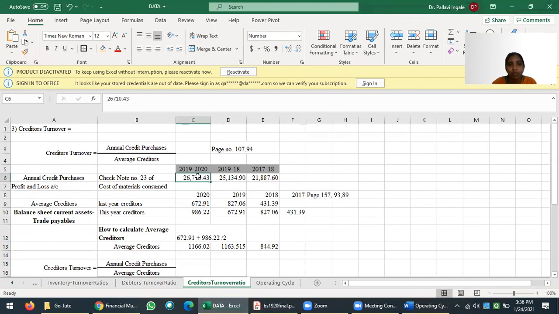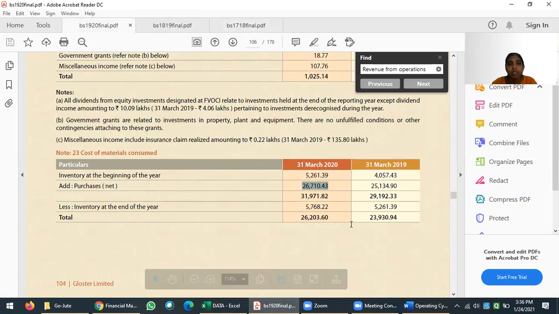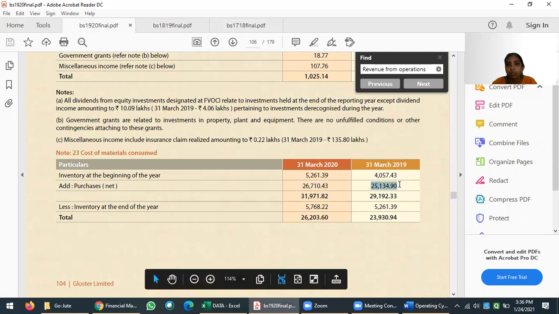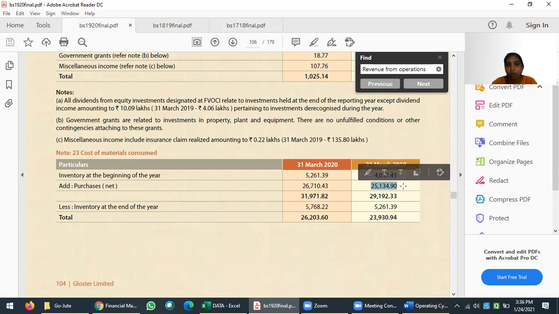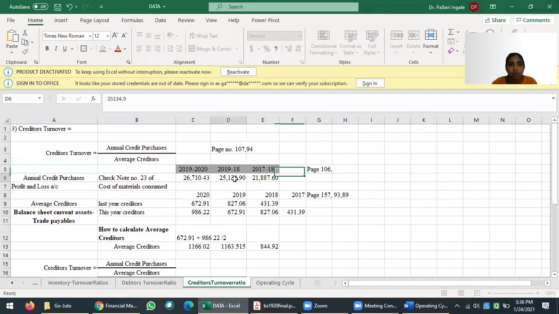The same number I am copying here. You have to go to the particular working note. You have to go to the particular working note number. In the same way, if you see 2019, it means it is last year's purchase. It is the last year purchase. Correct, so I will copy the same. It is showing the last year purchase. Then everybody is with me.